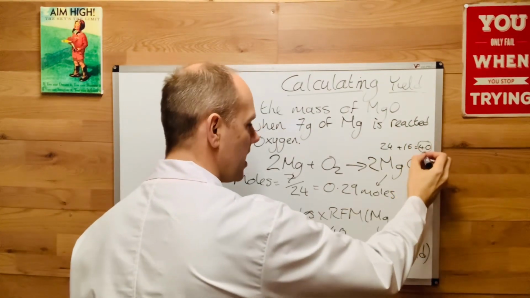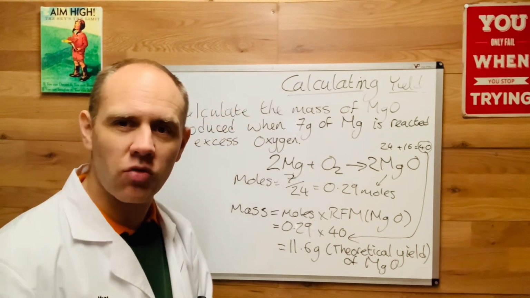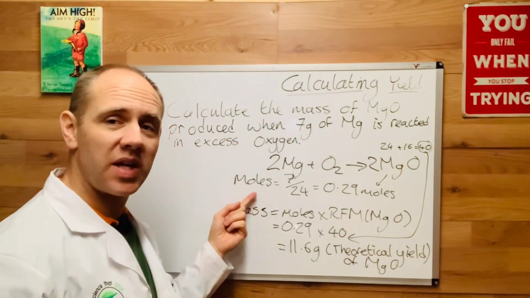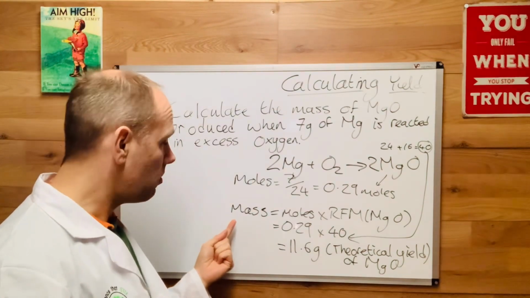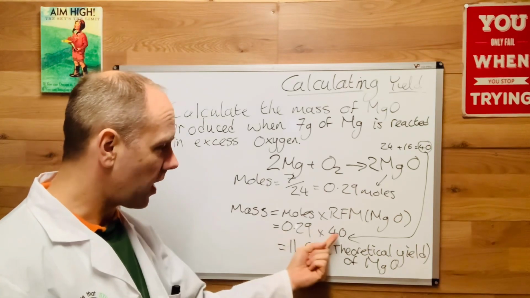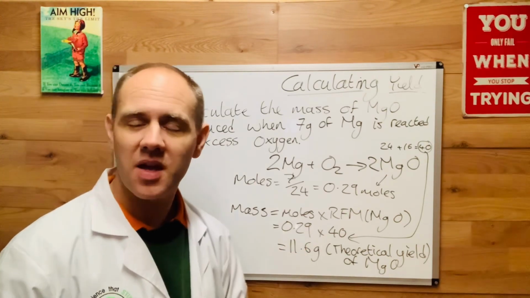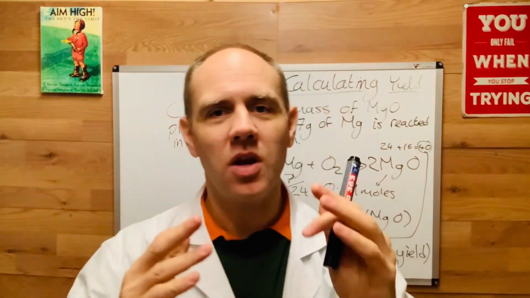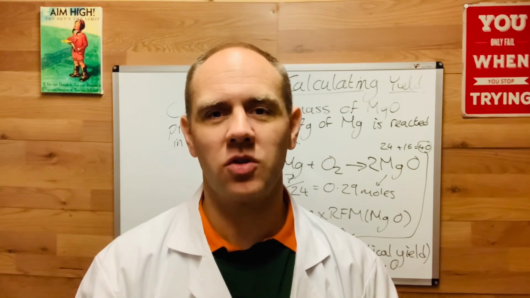This 40 is going to find its way right down to here, because I need to rearrange the equation. Moles equals mass divided by RFM. And it's rearranged to mass equals moles times RFM. So I multiply the 2 together and I end up with 11.6 grams. That's it. You can apply this to all theoretical yield questions.